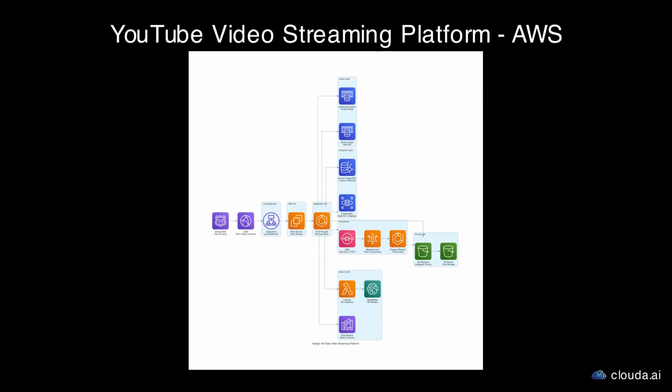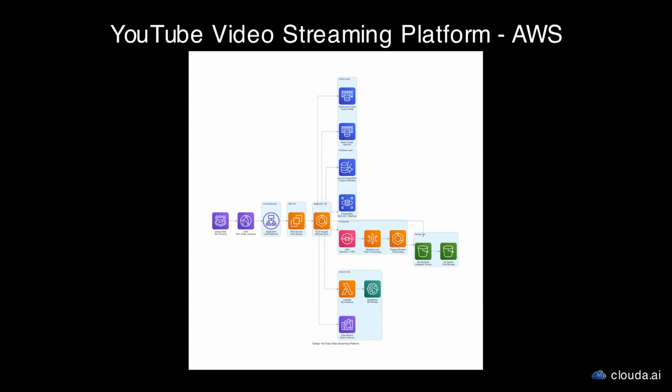At YouTube scale, expect monthly costs around $500,000 to $2 million depending on traffic, with the majority going to bandwidth and storage. However, the pay-as-you-go model means you only pay for what you use, making it perfect for platforms with variable demand.